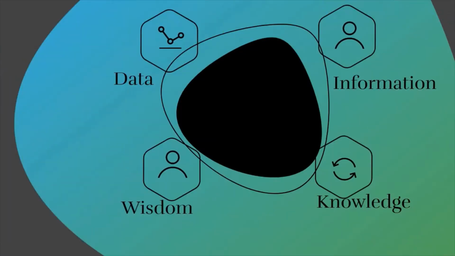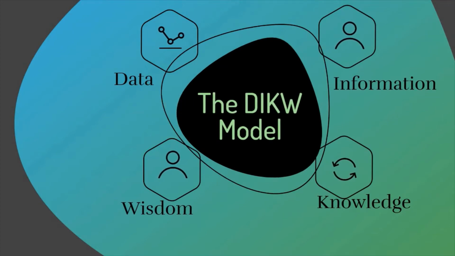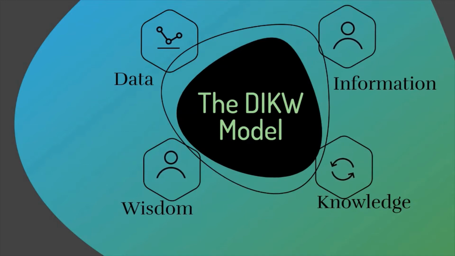The DIKW model, also known variously as the DIKW hierarchy, wisdom hierarchy, knowledge hierarchy, information hierarchy, and the data pyramid, refers loosely to a class of models for representing purported structural and functional relationships between data, information, knowledge, and wisdom.